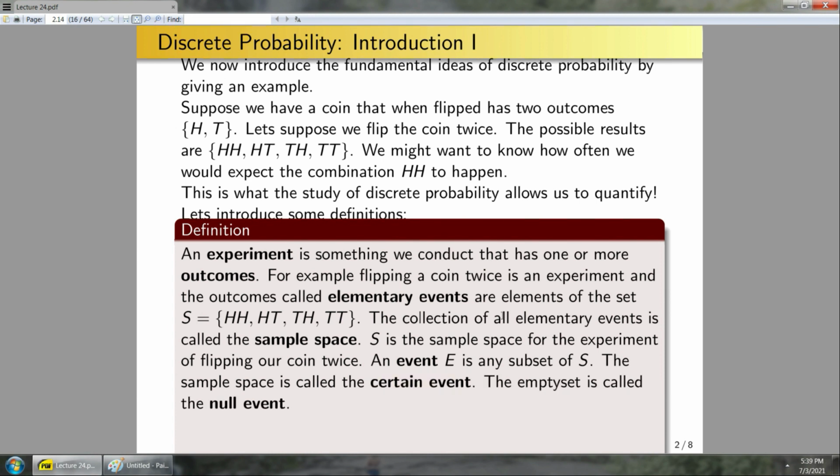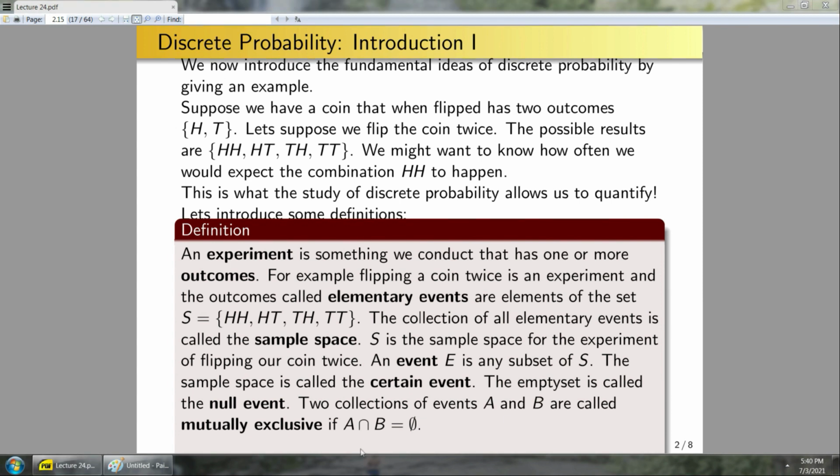Likewise, the empty set has a special name. It's called the null event. It's the probability that nothing happens. So ultimately, after we formally define things a bit, the probability of the null event happening will be shown to be 0. If I get two collections, A and B, we call them mutually exclusive if their intersection is the null set. So really, when I say that two events are mutually exclusive, I mean those two sets have nothing in common. And finally, the probability that an event E happens is the likelihood that E happens. So, a lot of terminology to contend with there.